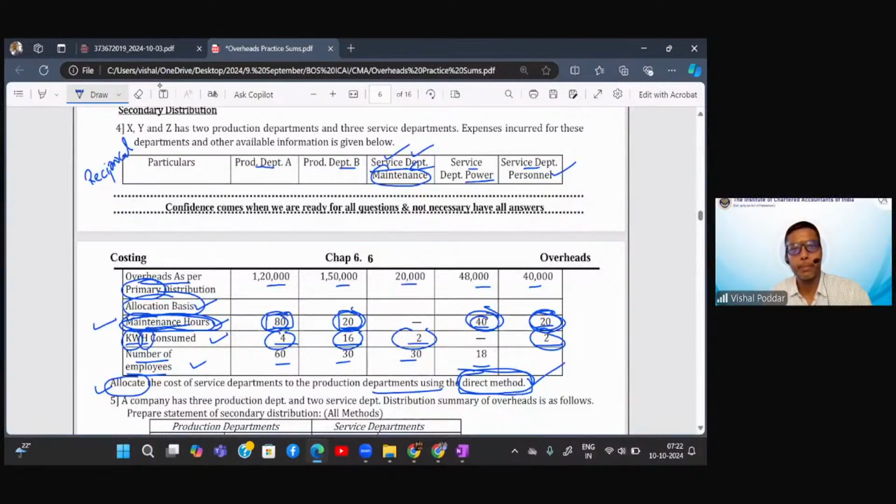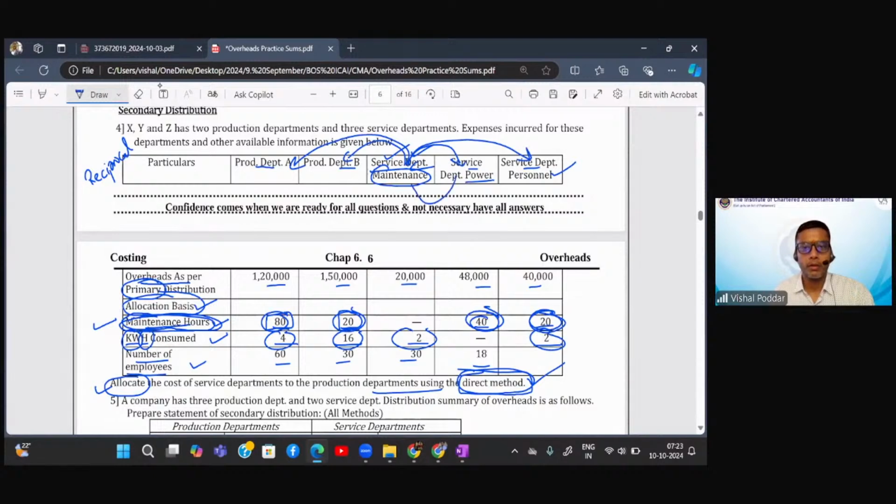Sir, here in the problem for three service departments, for the first service department, after maintenance hours is adjusted, the service department figure will be 0. But again, when it comes to service department power, we have to distribute that 48,000 again to this maintenance department. Sai, I'm interrupting you in between. This is the beauty of this sum. Firstly, have you understood that this sum is actually a reciprocal category question? Have you understood why?